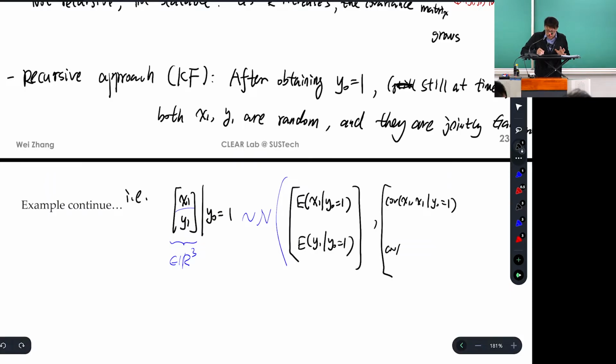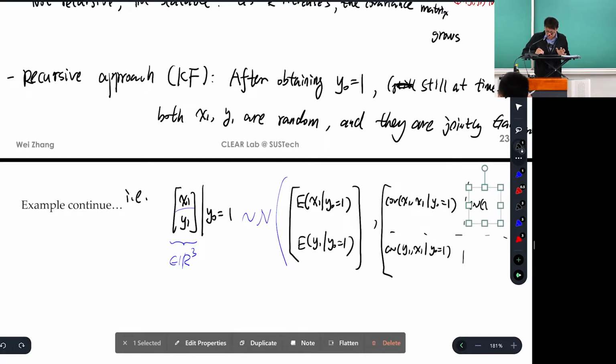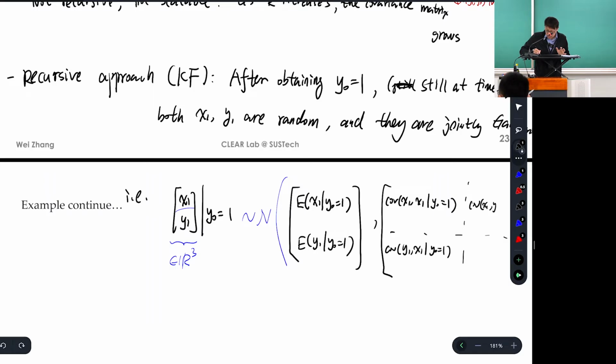Now this guy is y1 with x1 given y0 equal to 1. And this is the conditional covariance of x1, y1 given y0.